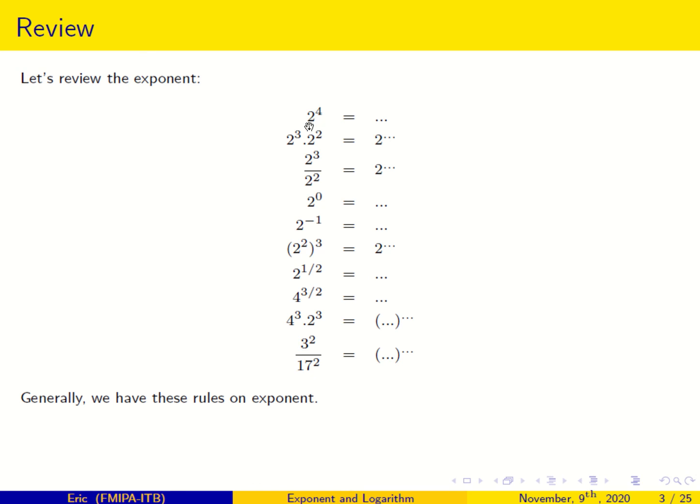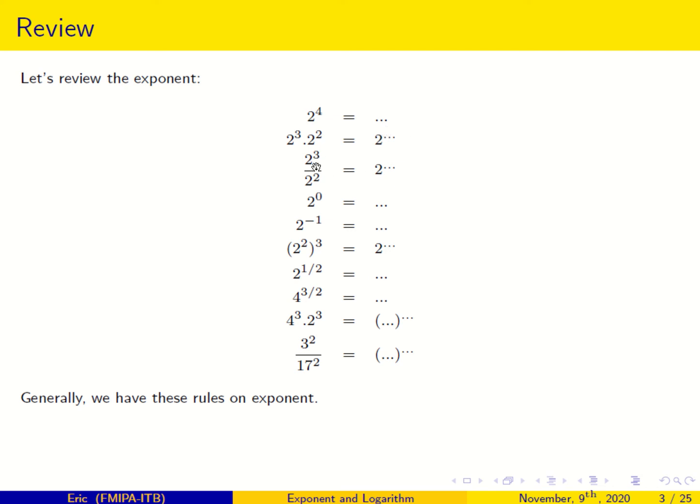So 2 to the power of 4 is 2 times 2 times 2 times 2. So the multiplication of 2, 4 times. What about 2 to the 3 times 2 to the 2? It will give you 2 times 2 times 2 times 2 times 2. So you have 2 to the power of 3 plus 2.